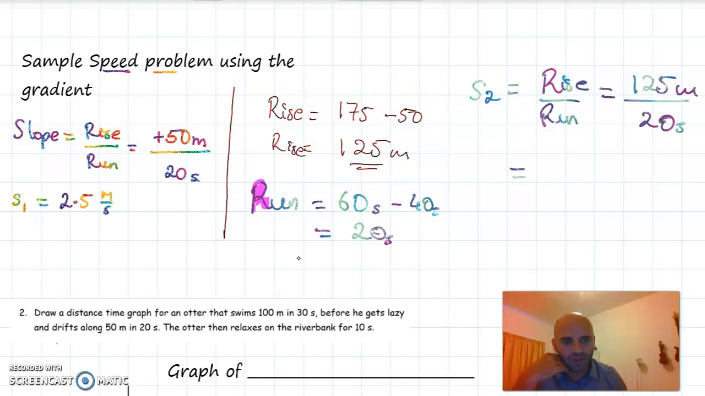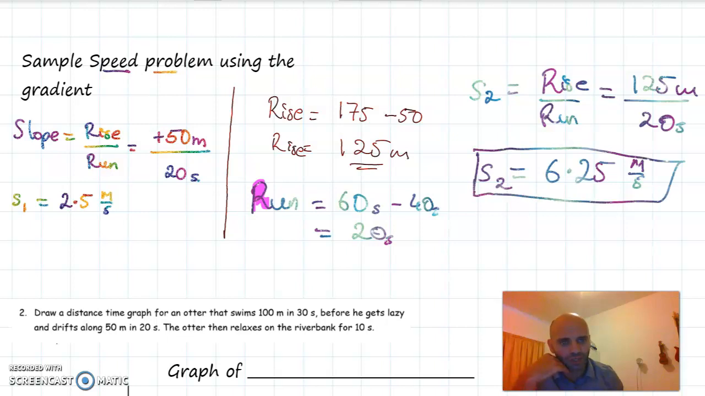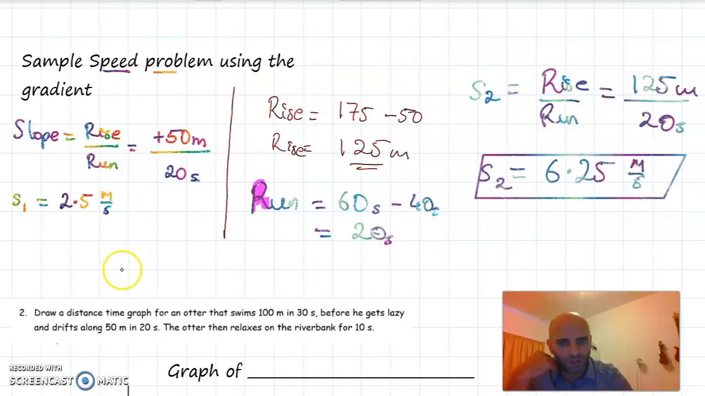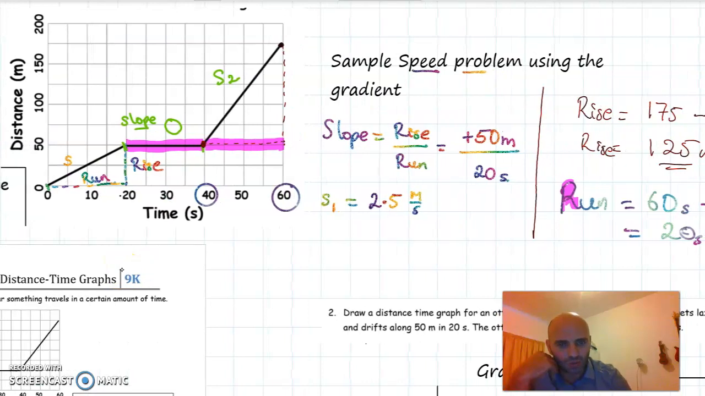So 20 into 125 goes 6.25 meters per second, and that should be speed number 2. Okay, and then just very quickly, if we look back, you should be able to see speed number 1 was 2.5.